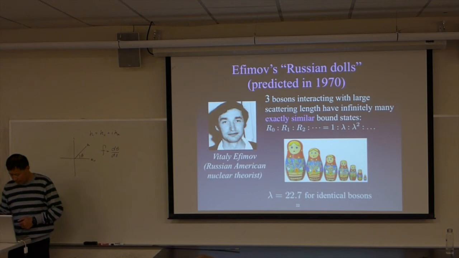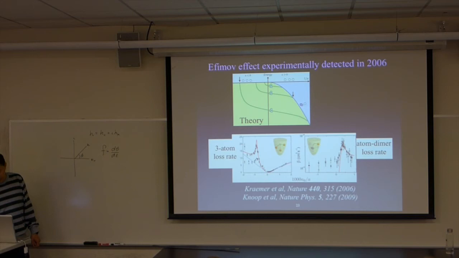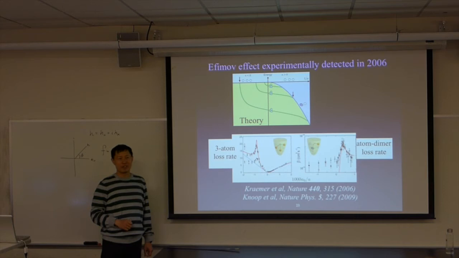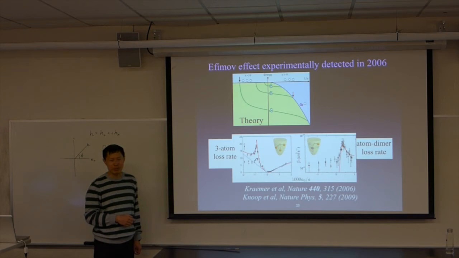For identical bosons, these bound states have sizes that differ by a constant ratio, 22.7. It's a mathematical number that can be calculated by just some very simple equation. The Efimov effect was experimentally detected in 2006 using cold atom experiments, even though it was first predicted by a nuclear theorist. The phenomenon is easier to realize in cold atoms because cold atoms have interaction strengths that are directly tunable. But the protons and neutrons have interactions that are not so easy. Therefore, the effect is easier to realize in cold atoms.